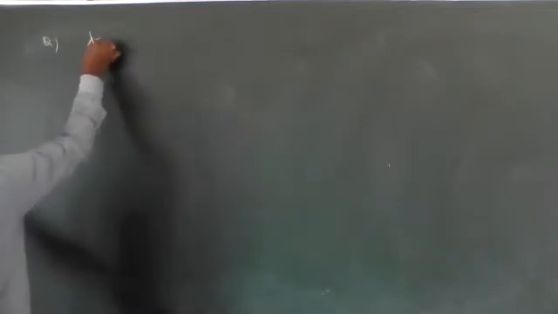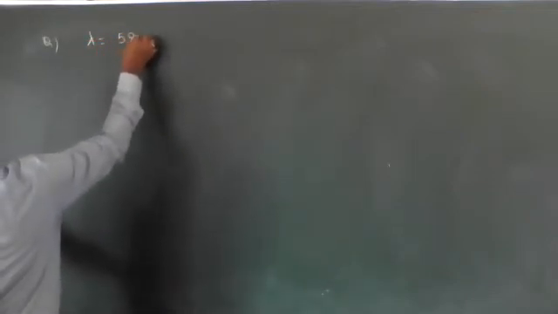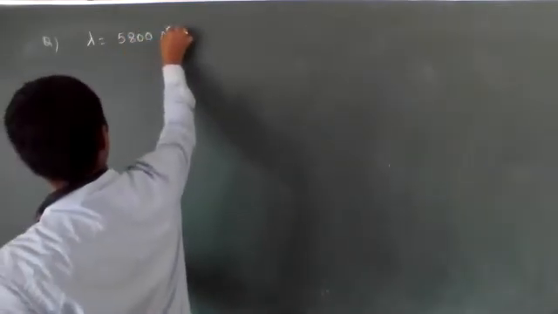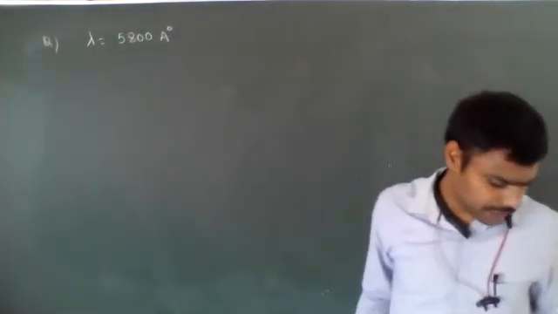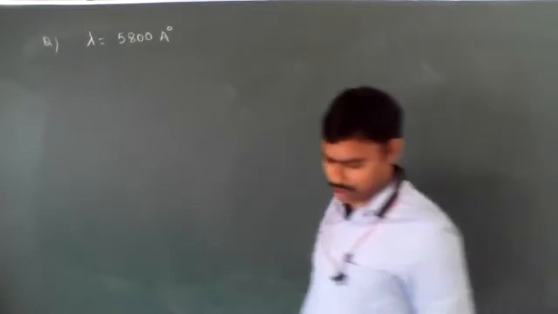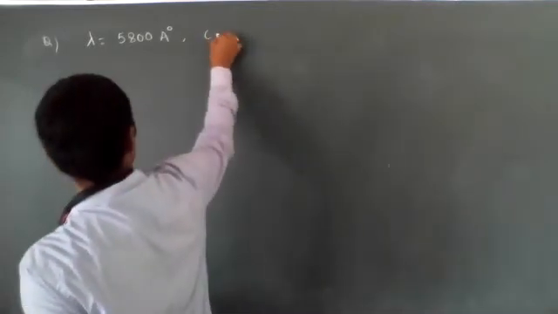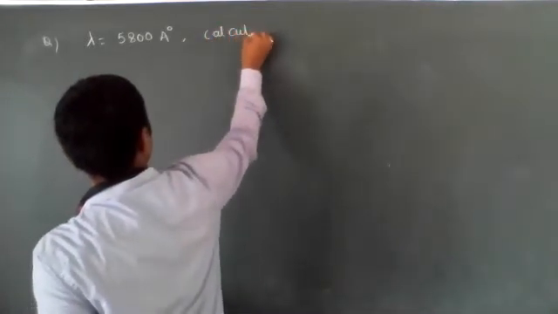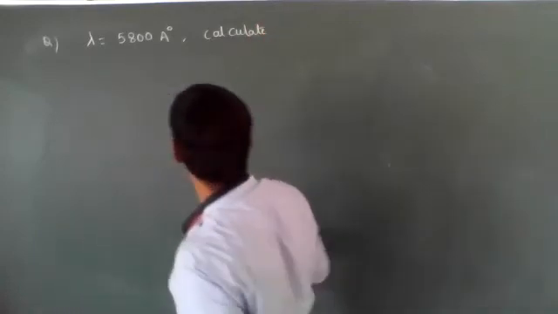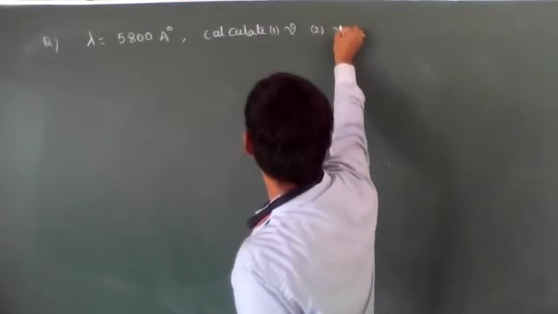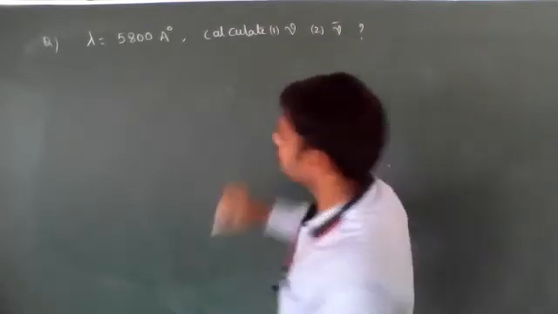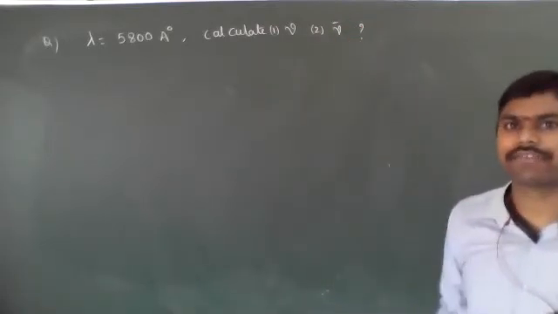Lambda is equal to 5800 angstroms. What is the lambda value given? 5800 angstroms. So we need to calculate frequency and wave number.